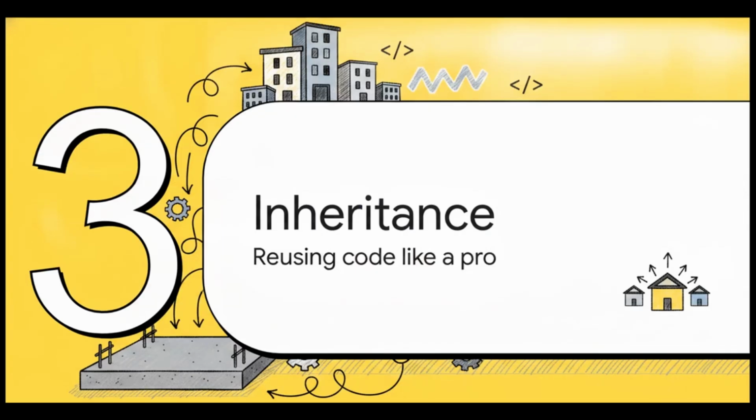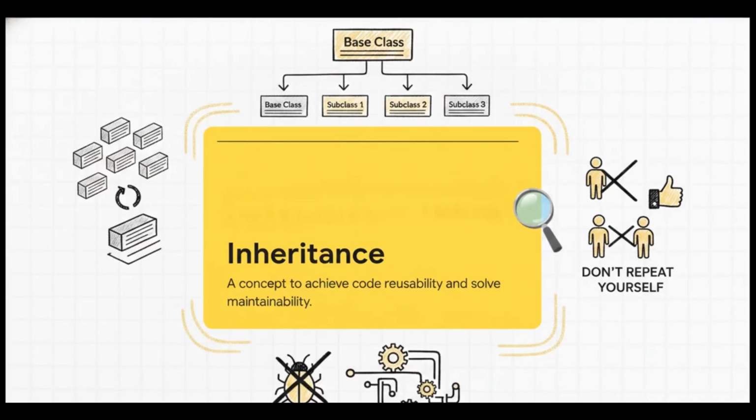All right, on to Section 3, Scaling Up with Inheritance. This is where we start reusing code like a pro. Inheritance is this brilliant concept used to achieve code reusability. It completely solves the massive headache of code maintainability. Think about it. Instead of writing the exact same code over and over again, which is a total nightmare to update later, we can simply inherit properties from existing code. By not repeating ourselves, our programs become incredibly efficient and way less prone to bugs.